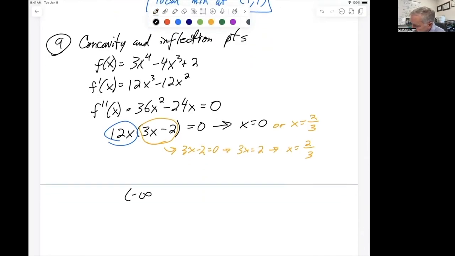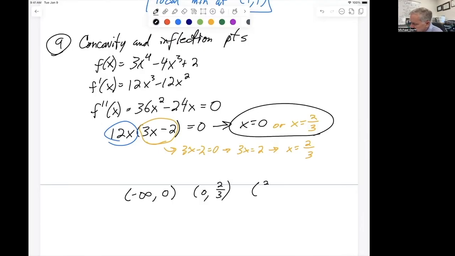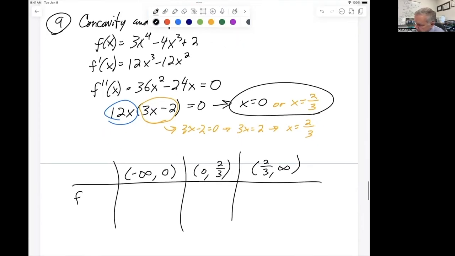So I have negative infinity to the smallest number, which was 0, the ones we just got. And then I go from that number to the next smallest number, which you could think of as a critical number here, which was x equals 2/3. And since that's the last one, I go 2/3 to infinity. Now I look at the second derivative because we're doing concavity.